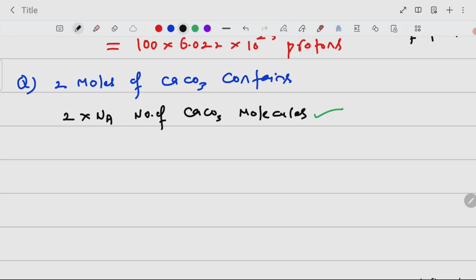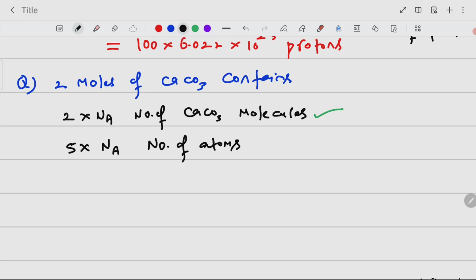2 moles of CaCO3 contains, I am writing like this, 5 into Na number of atoms. How? Previously they specified molecules, so CaCO3 entire molecules we consider, but here they mention atoms. How many atoms in CaCO3? 1 calcium, 1 carbon, 3 oxygen, overall 5.